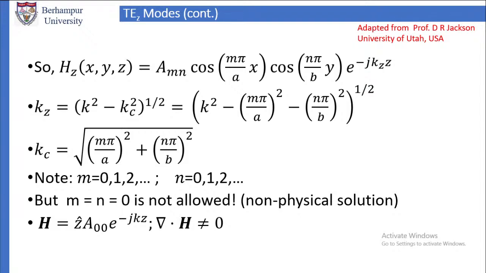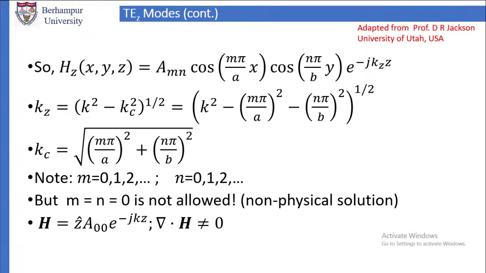m is related to the x direction. So how many half wavelength variations of the field occur along the x direction is given by m. How many half wavelength variations of the field occur along the y direction, or along the height of the waveguide, is given by n. m and n are called mode numbers. They give you half wavelength variation along the width or along the height of the waveguide.